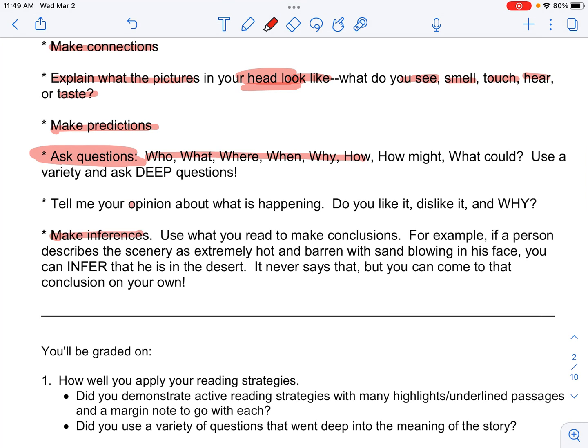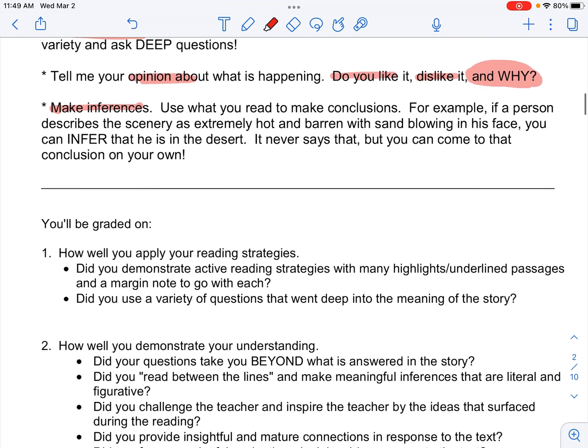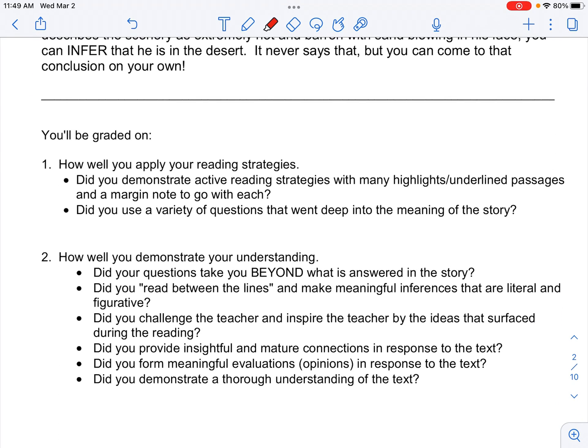Very important. Tell me your opinions. Do you like it? Do you dislike it? Why? That was our big question this week. Why? We have to answer that question. Things that you're going to be graded on: how well you apply your reading strategies.